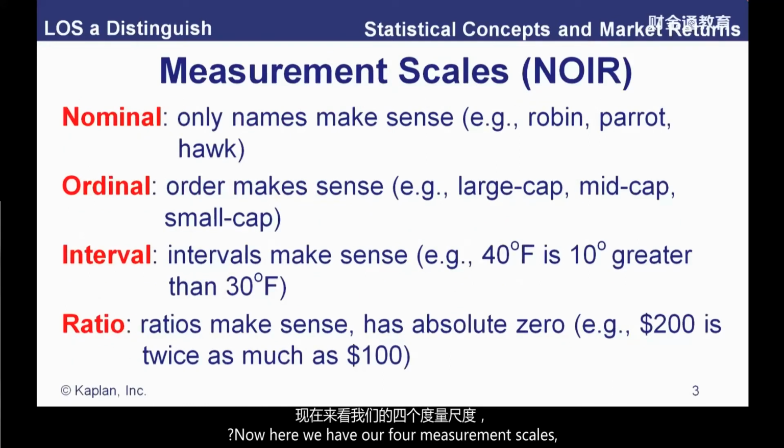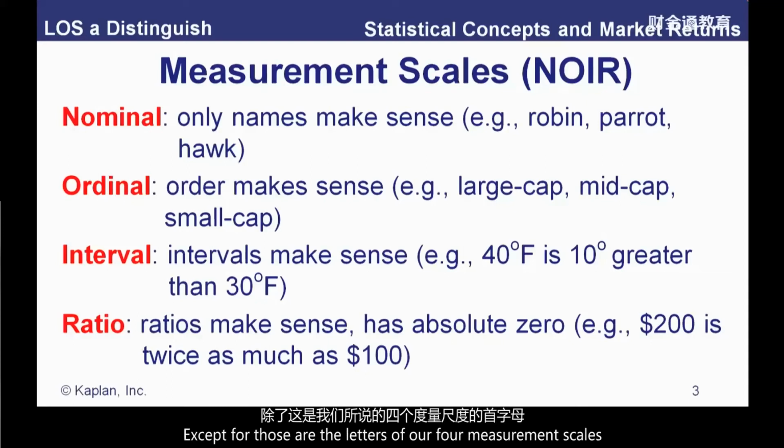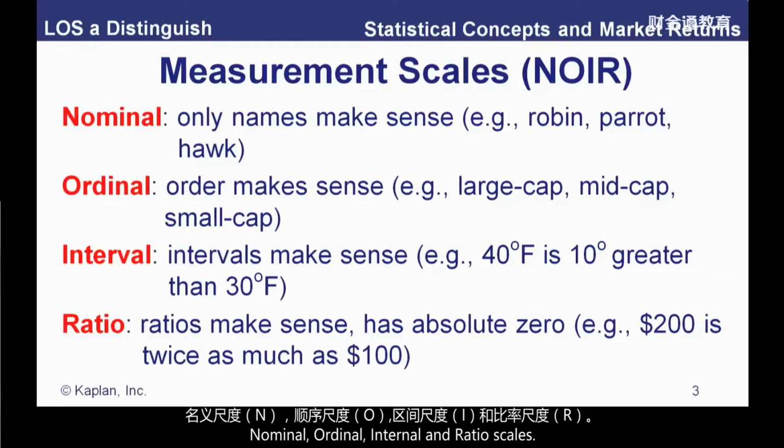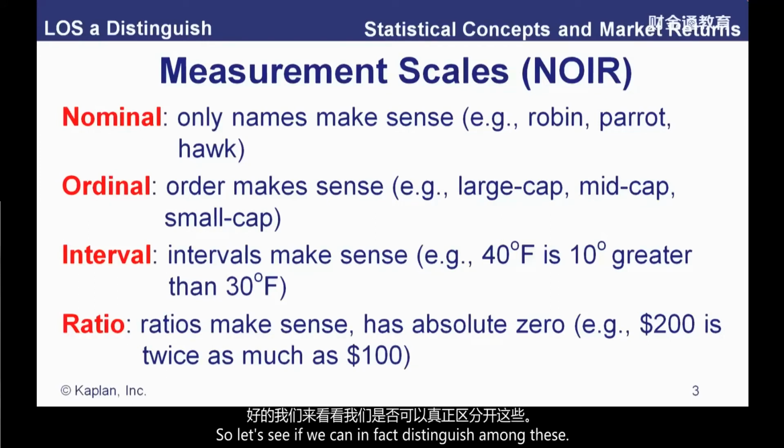Now here we have our 4 measurement scales. We've got a learning outcome statement. Notice that the command word here in the upper left-hand corner is distinguish, so we need to distinguish, that is, tell the difference between these 4. Now we put NOIR up there, that's noir, it's the French word for black, which has nothing to do with what we're doing except for those are the letters of our 4 measurement scales: nominal, ordinal, interval, and ratio scales. So let's see if we can, in fact, distinguish among these.